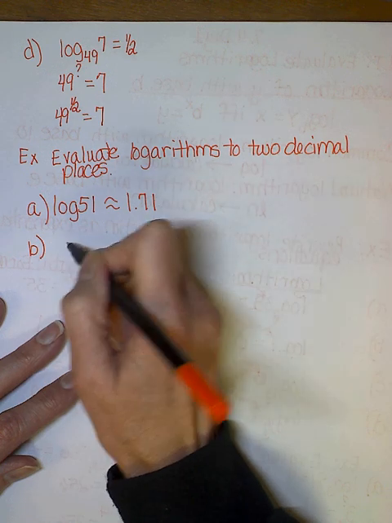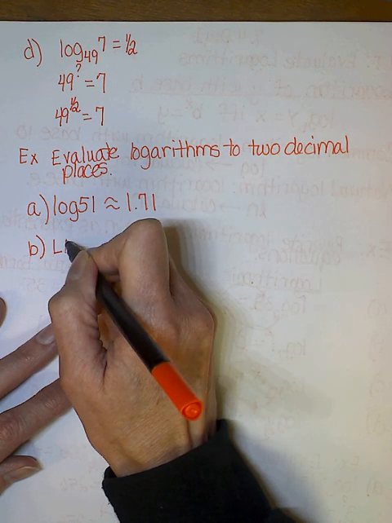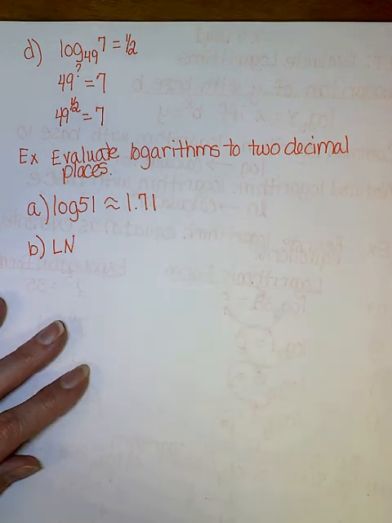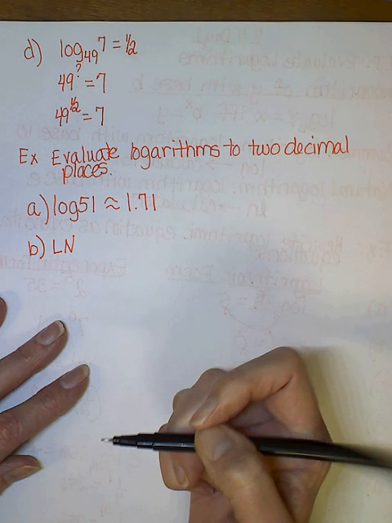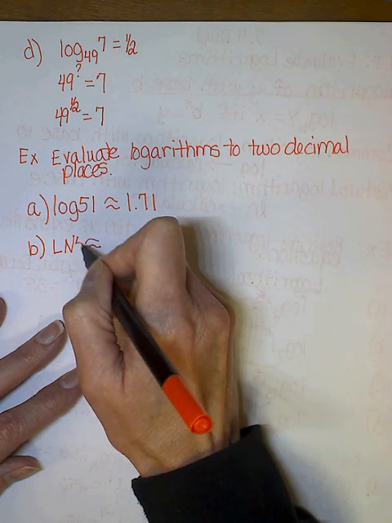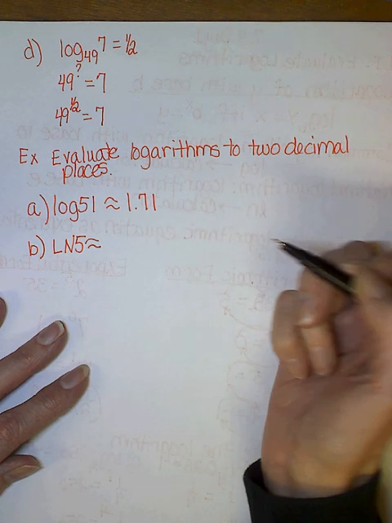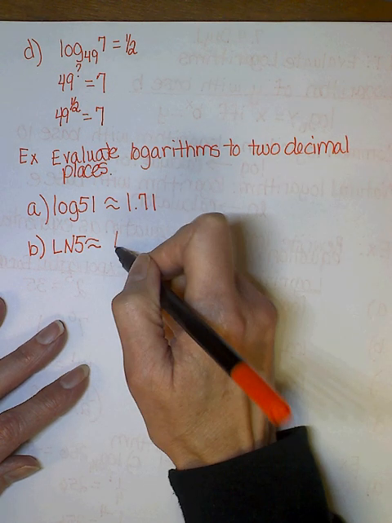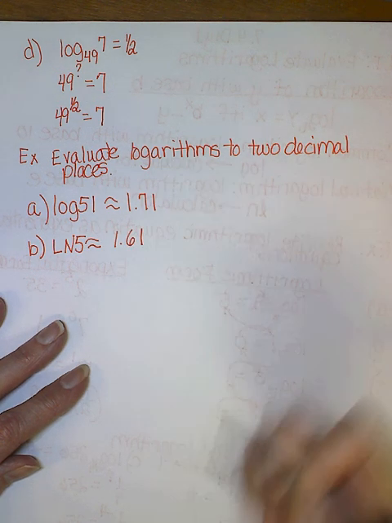Alright, and then if you see LN, sometimes it's lowercase and sometimes it's uppercase. This is the natural log with base E, and they want you to evaluate ln of 5. And that would round to 1.61.